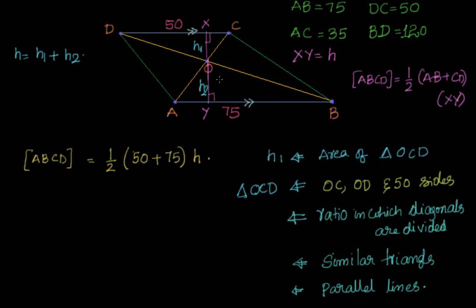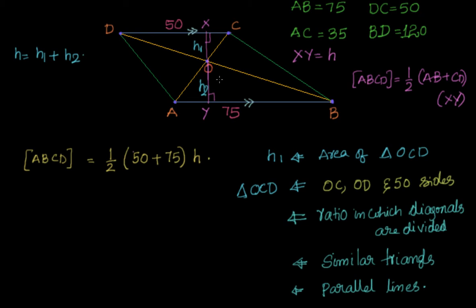Now the altitude, let us say, is XY. That's the distance between the two parallel lines AB and CD. Now you want to find out the distance XY. I have to divide that into two parts, h1 and h2, so that h1 is the altitude of triangle OCD and h2 is the altitude of triangle OAB.